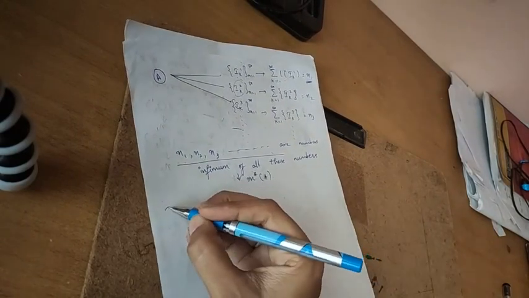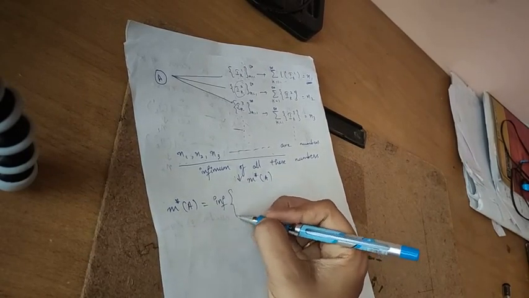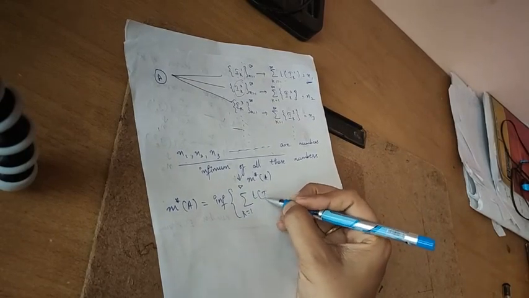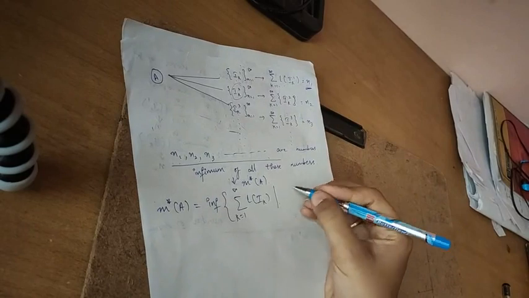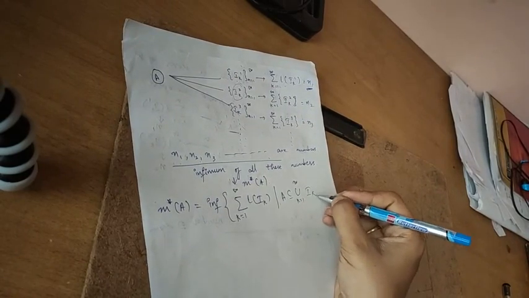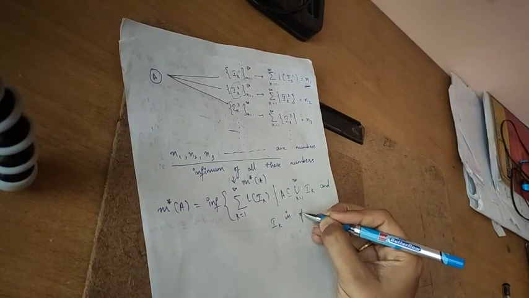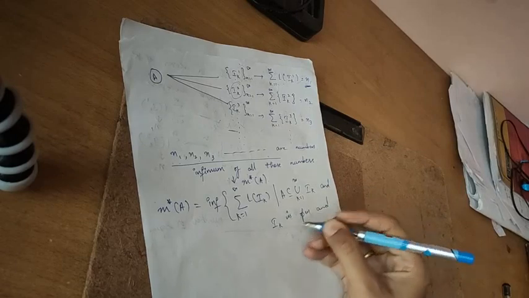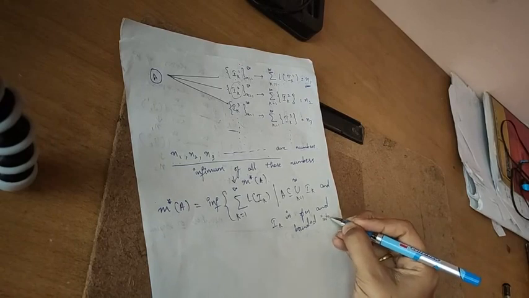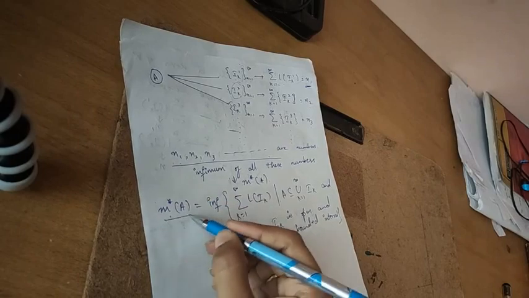So mathematically I can write m star of A is the infimum of the sum of lengths of intervals, such that A is a subset of the union over k equal to 1 to infinity of I_k, and I_k is an open and bounded interval. This is nothing but the Lebesgue outer measure.